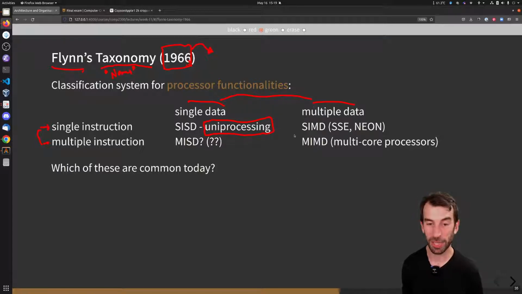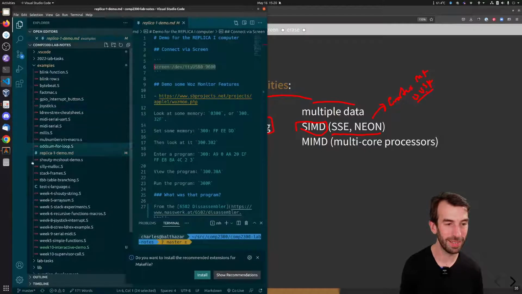Single instruction, multiple data, SIMD, that's our SSE and Neon extensions, and also Cortex M4. I've forgotten what they're called, something like DSP. They're just regular instructions. You can use them if you want to. I think we did an example with them, didn't we, earlier on? I must have lost it. Oh well, we'll find it and do an example on Thursday.